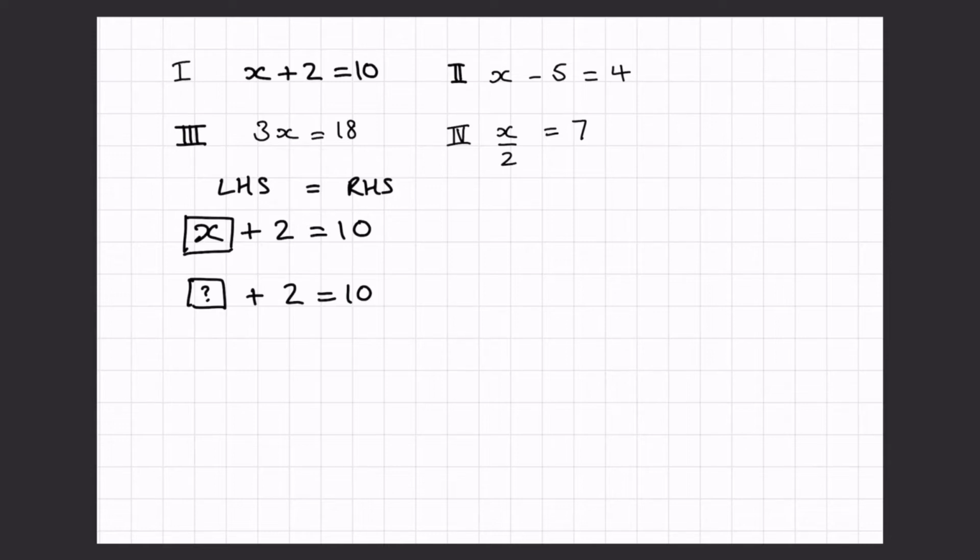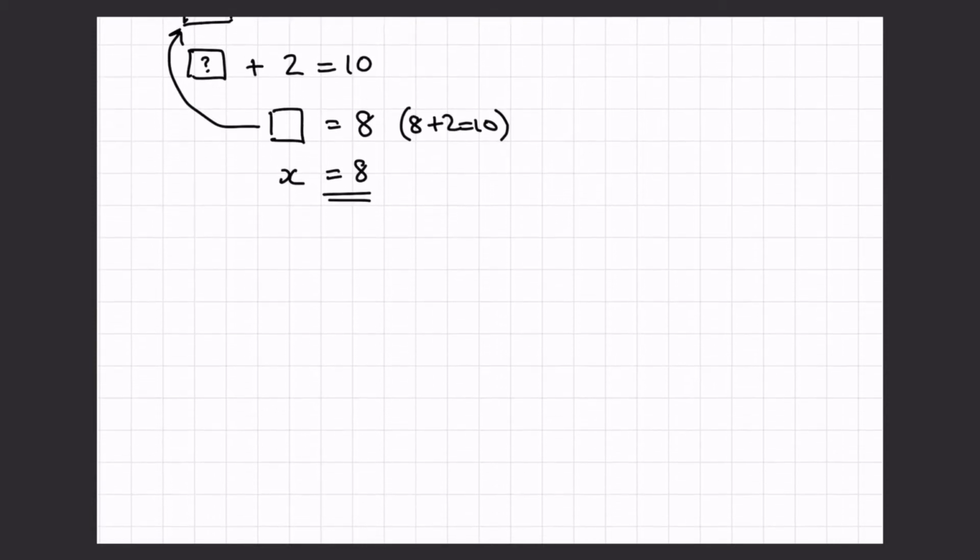Well, hopefully you'll be saying, well, the box must equal 8. And the reason why you say that is because 8 add 2 is equal to 10. Now, because the box, as we've shown here, is x, x must equal 8. So that's actually the solution to our equation of x add 2 is equal to 10.